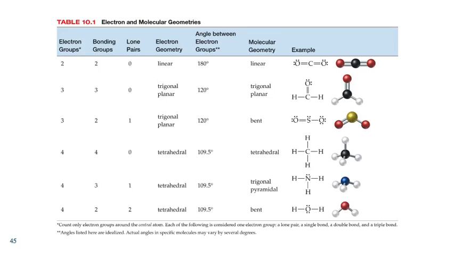Any questions? The double bonds, they still count as one group. Double bonds count as one group. Single bonds count as one group. Triple bonds count as one group. Lone pairs count as one group.